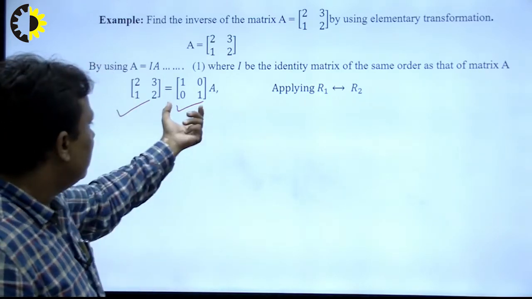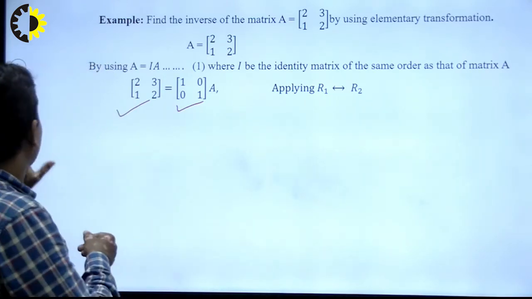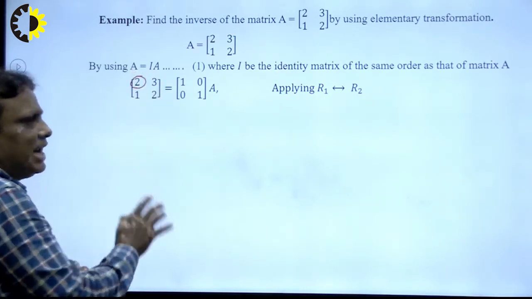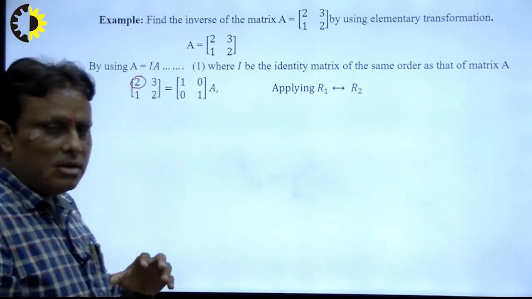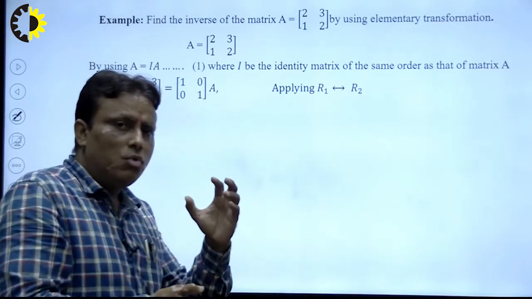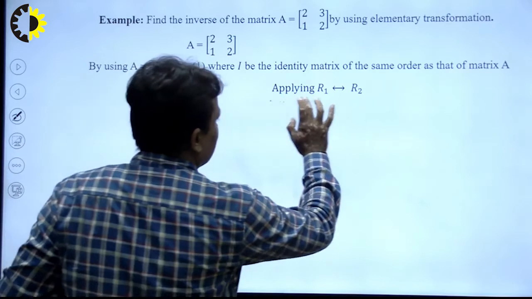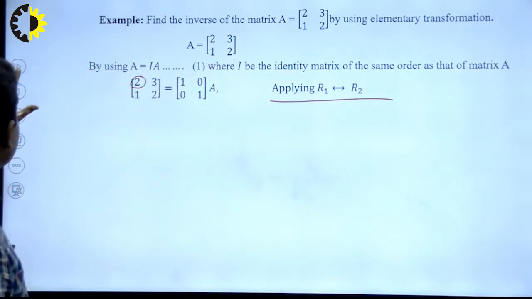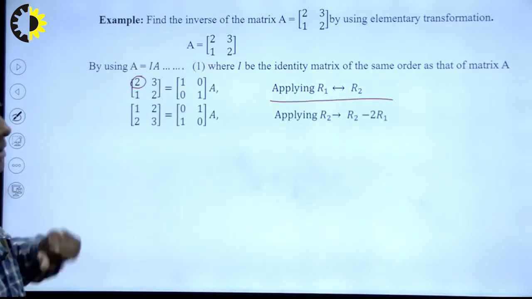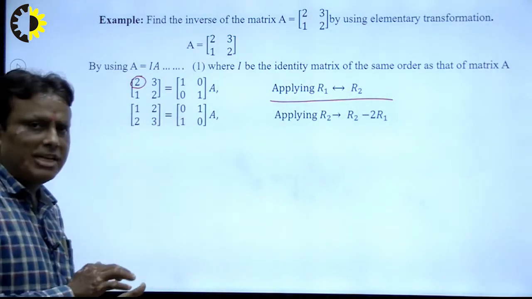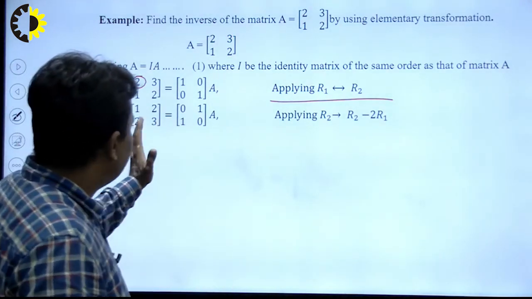First of all, there should be 1. We first try to convert it into 1. So how to convert? R1 interchanged with R2, I write here, right? Applying the rule, the result will be this. The same operation is applied on both sides, on the left hand side and the right hand side also, right?